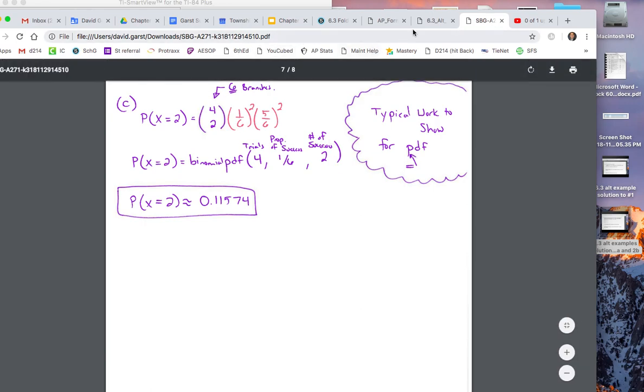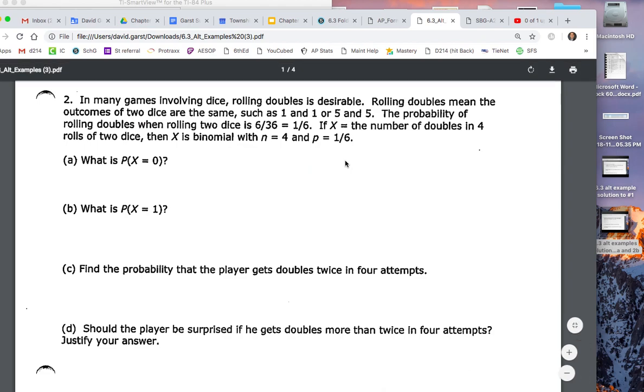The last part that I'd like to show you in this video has to deal with this last one here. Should the player be surprised if he gets doubles more than twice in 4 attempts? This is a very different question. In the beginning we were asked equals 0 doubles, equals 1 doubles, equals 2 doubles, but this one is getting it more than twice. And what does it mean to get doubles more than twice?